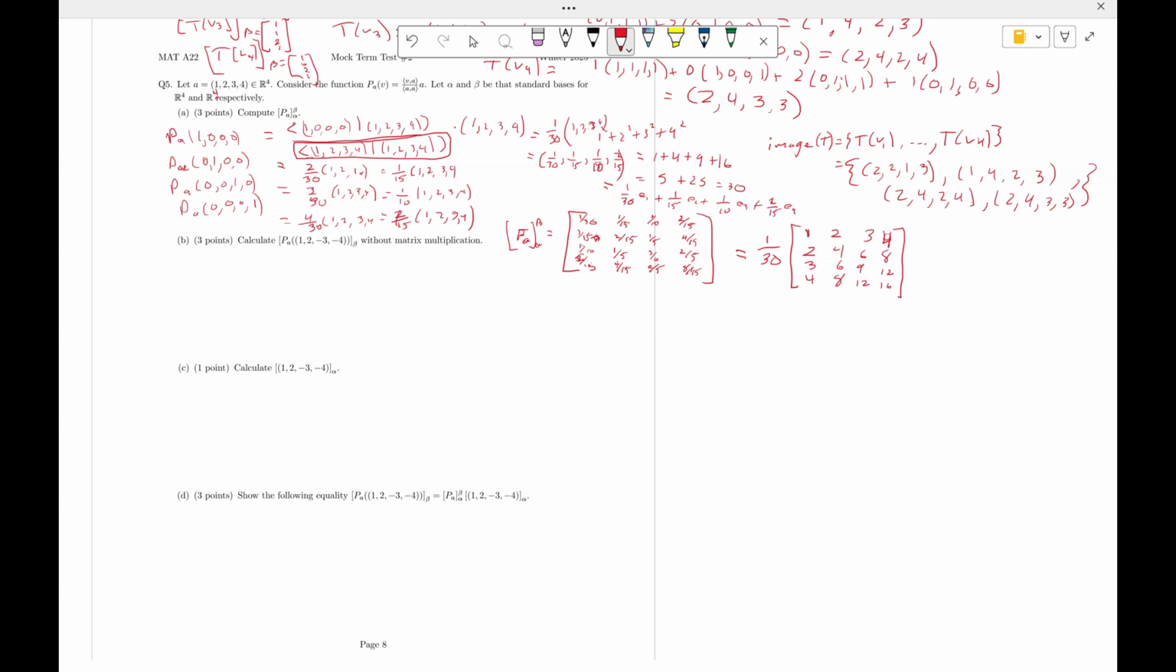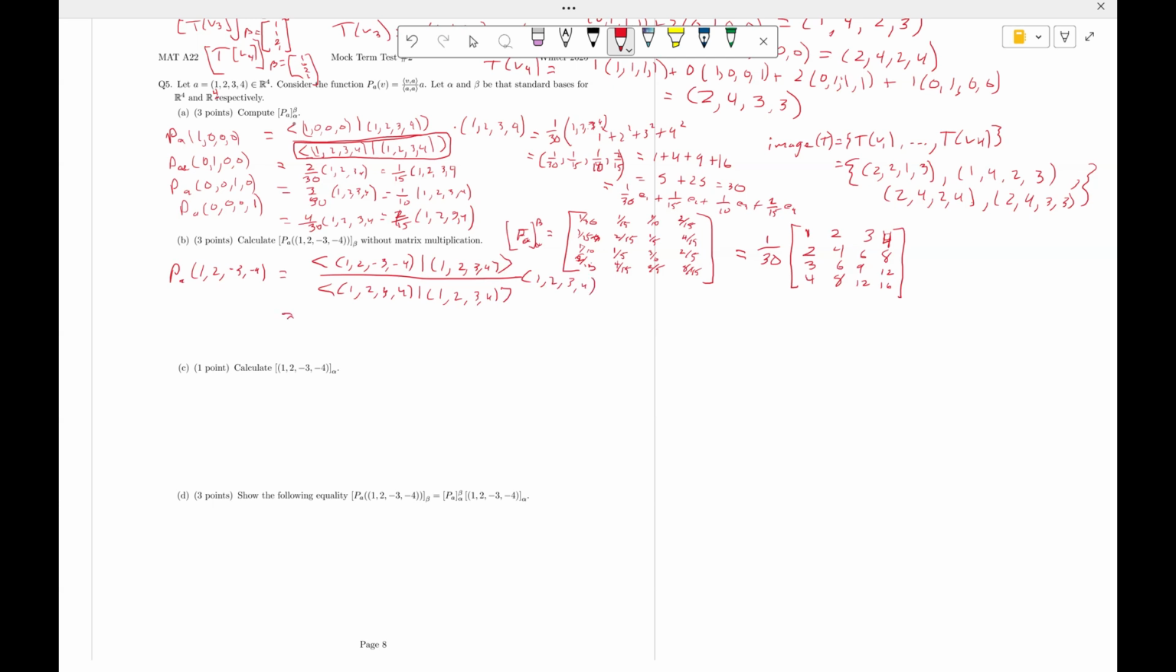Now, without matrix multiplication, we're going to compute what this is. So we're going to compute what P A of 1, 2, minus 3, minus 4 is using the basis beta. In order to do that, first I'm going to figure out what this is just using the definition. So this is the inner product of 1, 2, minus 3, minus 4 with 1, 2, 3, 4 divided by the inner product of 1, 2, 3, 4 with itself, times the vector 1, 2, 3, 4.